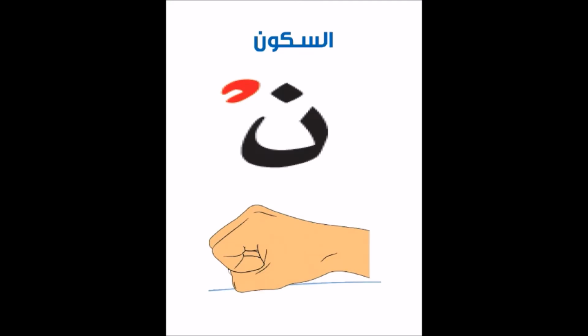And we have sukoon, which is the fist. This fist is very useful in representing the stop and the holding of the breath and the sound. When we stop on sukoon, we're not making a harakah with an open hand, we're holding this in, and this is why the harf has sukoon on it. Noon sukoon an, making a fist, an.